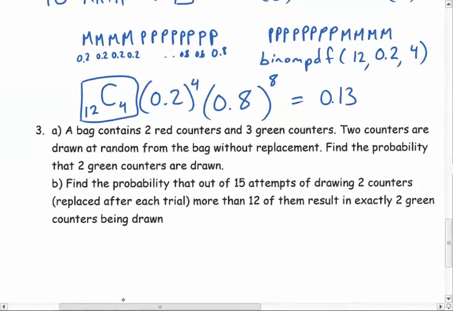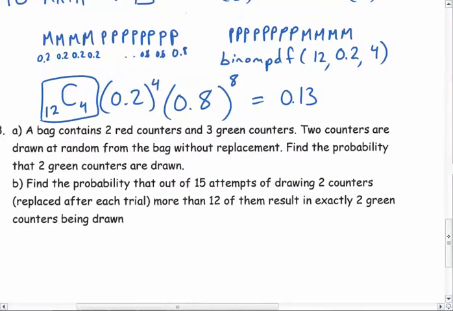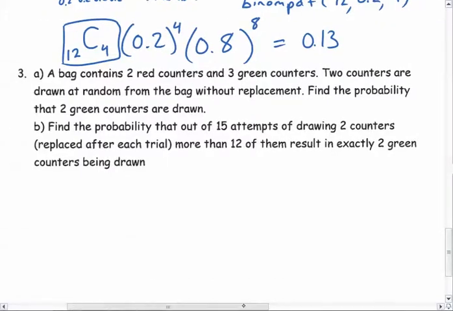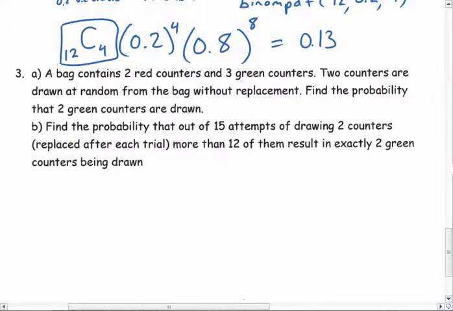Okay, for the last example, this is a little bit complicated. I'm going to need a tree. So you have a bag. A counter is just like a little circle thing. You got 2 red little circles and 3 green circles. And you're pulling 2 of them from the bag without replacement.